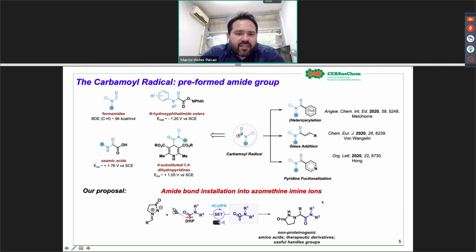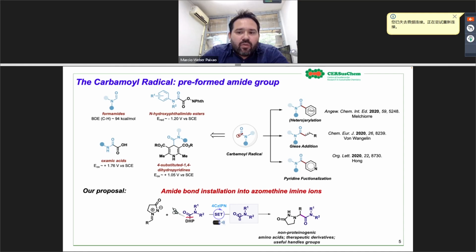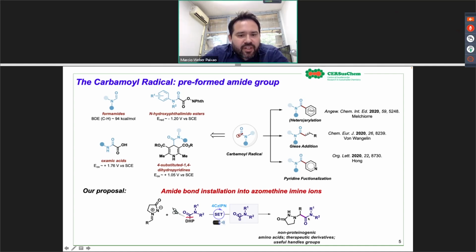So, inspired by these findings, we rationalized that an unprecedented photocatalytic carbamoylation of imines would give, as you can see, a non-proteinogenic amino acid, a new type of non-proteinogenic amino acid that may be used in future as therapeutic derivatives.